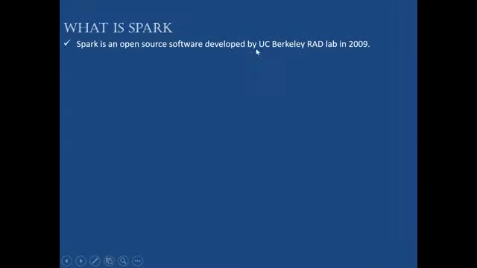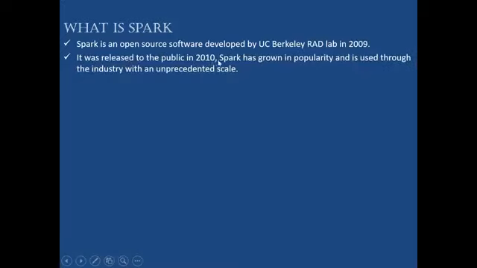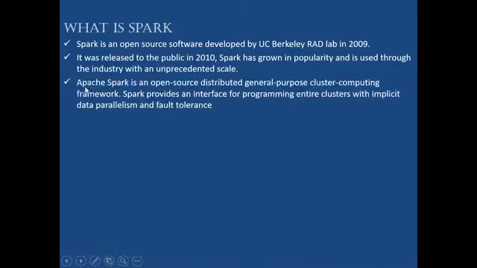Spark is open source software developed by UC Berkeley's RAD Lab in 2009. It was released to the public in 2010. Spark has grown in popularity and is used throughout the industry at an unprecedented scale. Industry has adopted Spark for their analytics.